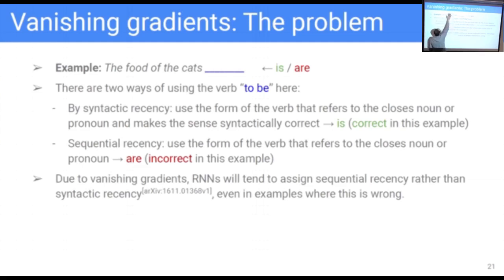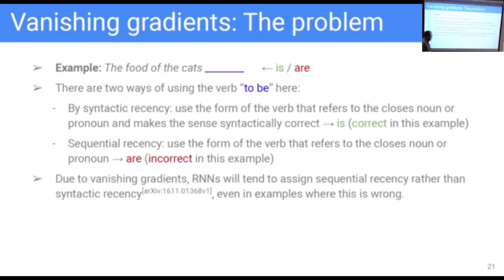But if you have very little memory and don't know what is going on here, the only complement of the noun that you can think about is cats, and you will end up putting the form of the verb "are", the plural one. And linguists or the NLP people that want to be a bit more theoretical will name this as syntactic recency and sequential recency.